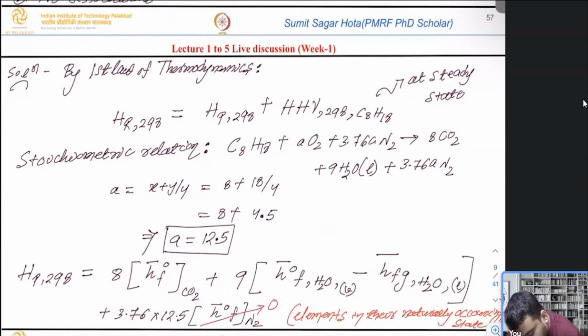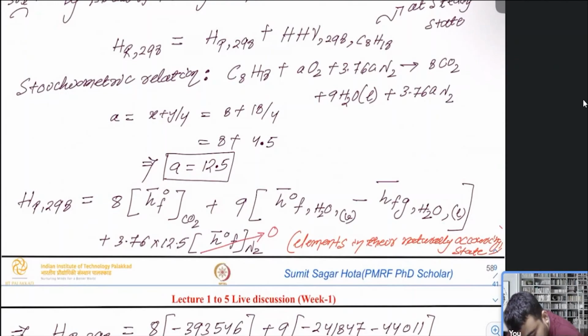By the first law of thermodynamics, we know H_R at 298 is equal to H_P at 298 plus HHV of C8H18 at steady state. The stoichiometric relation gives C8H18 plus a O2 plus 3.76 a N2 gives rise to 8 CO2 plus 9 H2O liquid plus 3.76 a N2. The value of a comes out to be x plus y by 4, where x is 8 and y is 18, so a is 12.5.